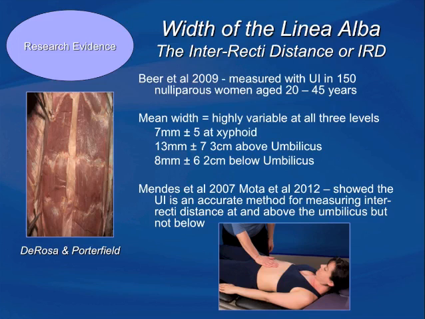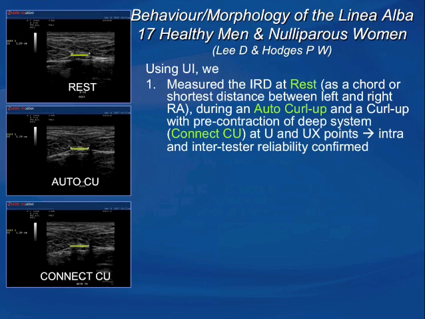So this gets us to our studies now. So what we did is we looked at the behavior and the morphology, so the shape of the linea alba in 17 healthy subjects and in 26 women with DRA. These were the subjects that were included in this study anyway.